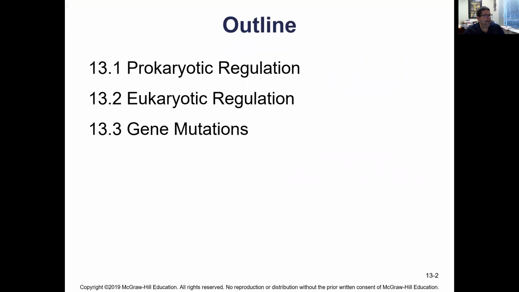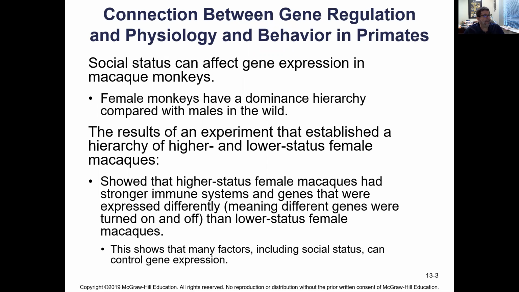So we're going to look at prokaryote regulation, which is simple. Those are our bacteria, they're a little simpler than we are. And we're going to see that some of the first research discoveries of how genes are expressed were found in that. We'll take a look at a couple examples of that. Then we'll look at what we know about eukaryotic regulation, and then we'll talk about gene mutations.